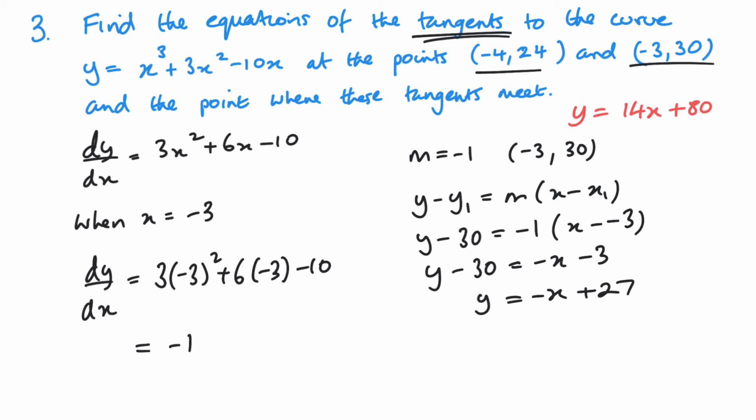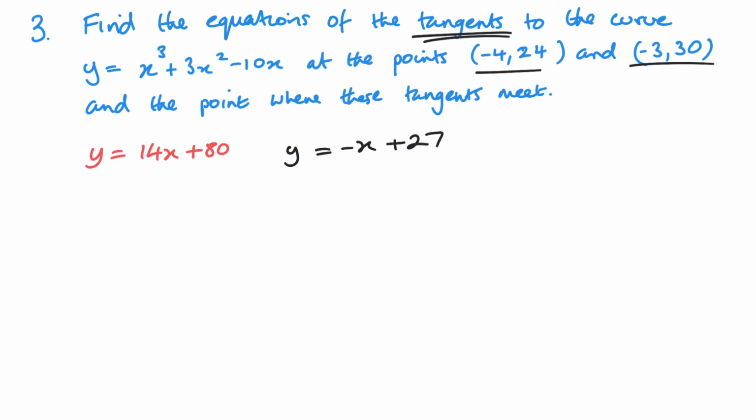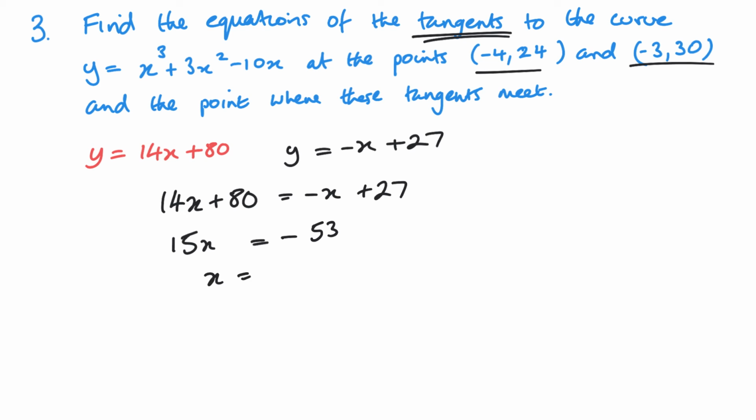Now I have my two tangents. My first one in red, my second one left in black. Now I need to find the point where they meet, so I need to equate these two equations. So that gives me 14x plus 80 equals minus x plus 27. So 15x equals minus 53. So x equals minus 53 over 15.